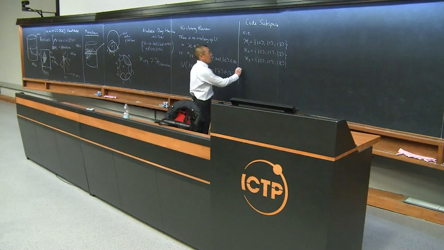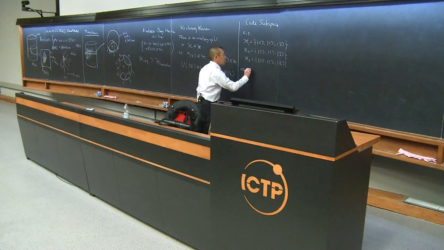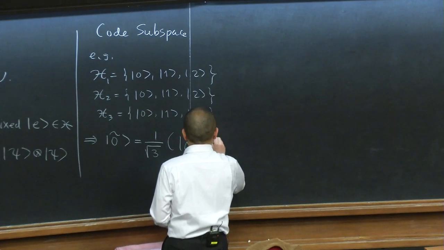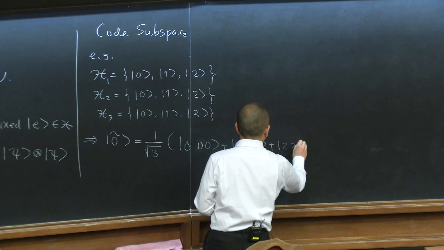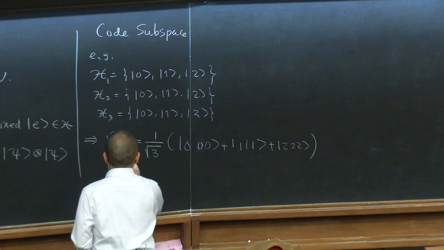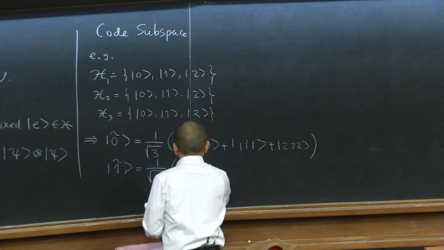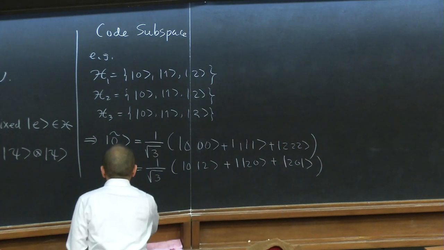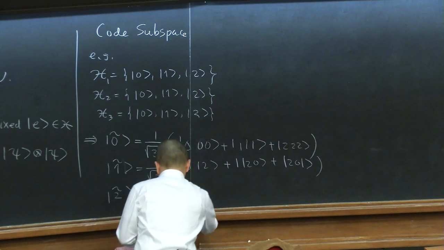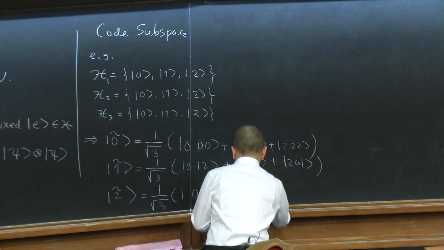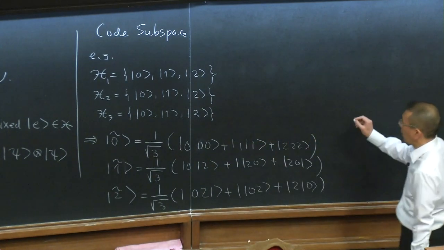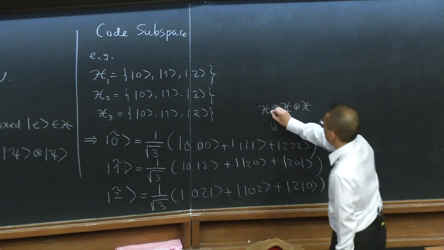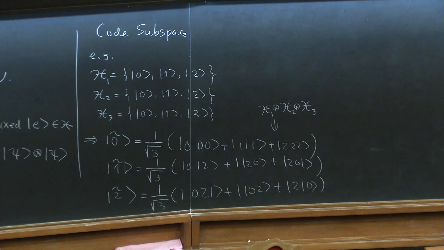Associated to that, I define the state 0 tilde, which is 1 over square root of 3 of (0, 0, 0, plus 1, 1, 1, plus 2, 2, 2). 1 tilde is 1 over square root of 3 of (0, 1, 2, plus 1, 2, 0, plus 2, 0, 1). And 2 tilde is 1 over square root of 3 of (0, 2, 1, plus 1, 0, 2, plus 2, 1, 0). Those belong to the tensor product of the three identical Hilbert spaces, H1, H2, H3. So I have some kind of redundancy.